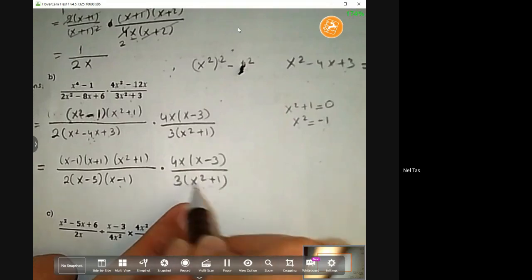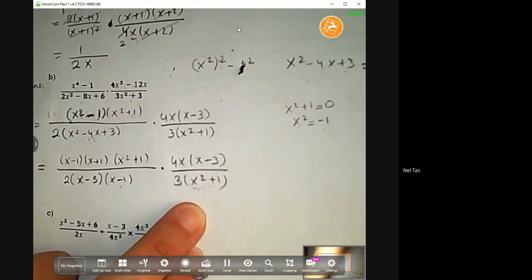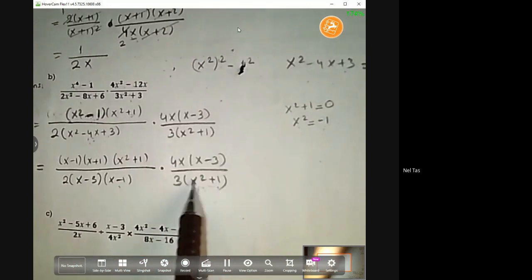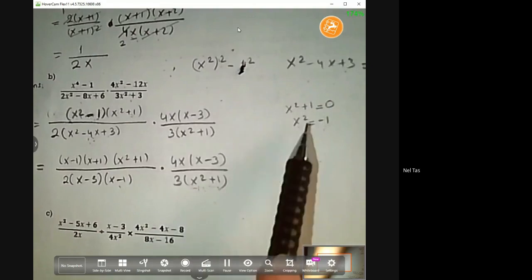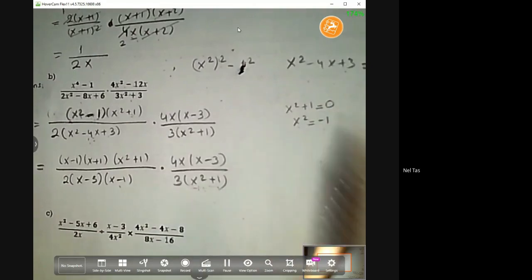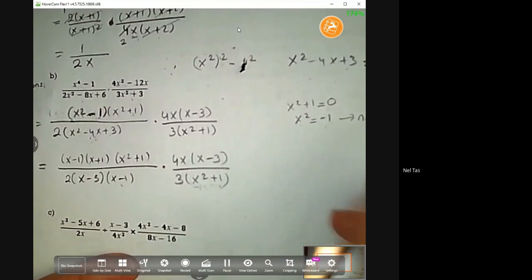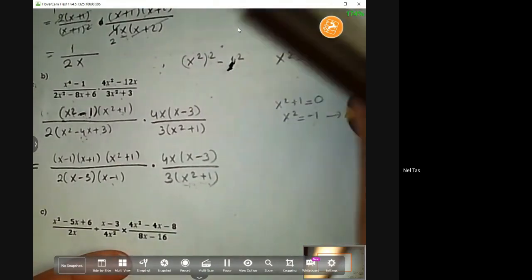So x squared plus 1 is never 0. Actually, it is always a positive number, because x squared is always positive or 0, and you are adding 1 to it. So this x squared plus 1 is always positive, and it is never 0. All right, so yeah, there is no solution.